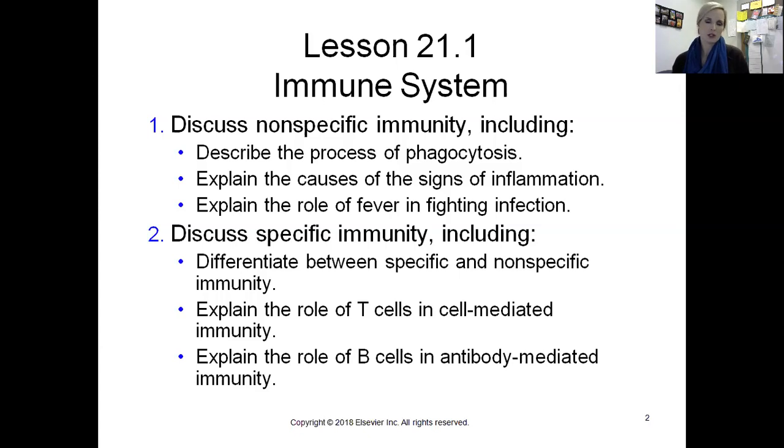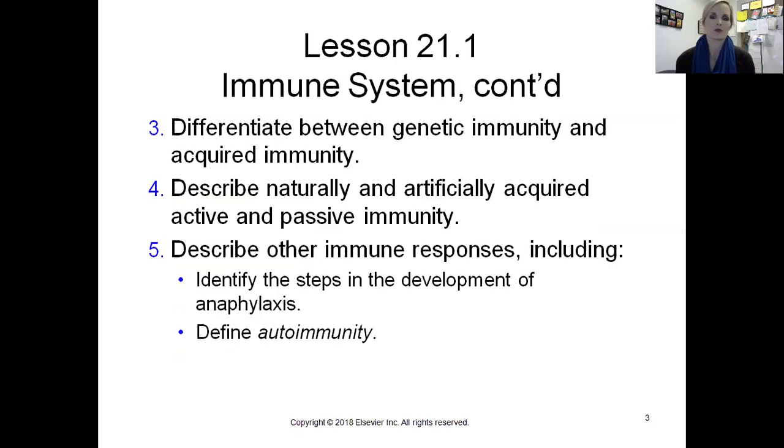Whereas then specific will differentiate between the specific and non-specific. We'll talk about what's called T cells in what's called cell-mediated immunity, and then we'll talk about the role of B cells in what's called antibody-mediated immunity. Then when we get more specifically into specific immunity, we'll talk about the difference between genetic immunity, what's sometimes referred to as natural, and then we'll talk about acquired immunity, so immunity that we have to develop on our own over the course of our lifetime through exposure to things.